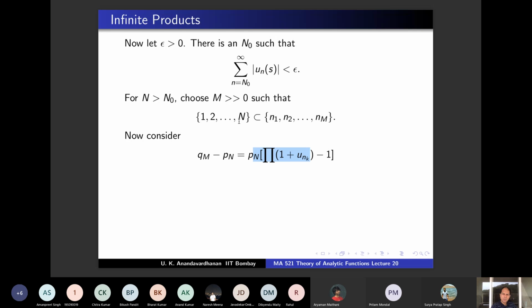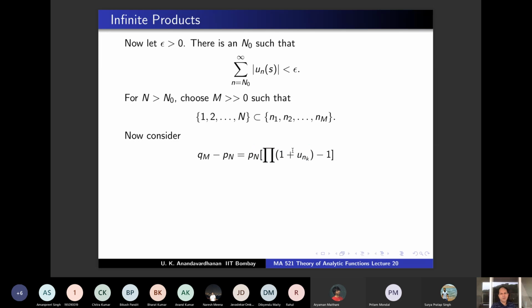Pn is the original product. So those things are already there, right? 1, 2, etc. n are some ni's here. And those things you put together give pn, and this unk is precisely those nks which are not 1, 2, etc. n. So the meaning is clear, no?